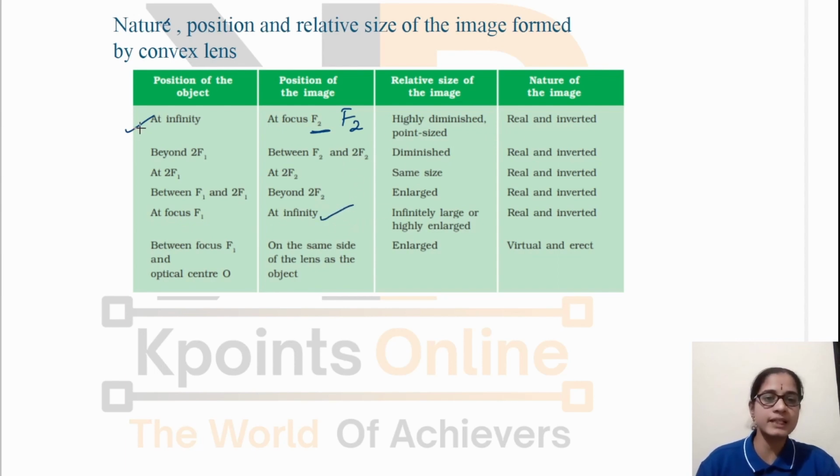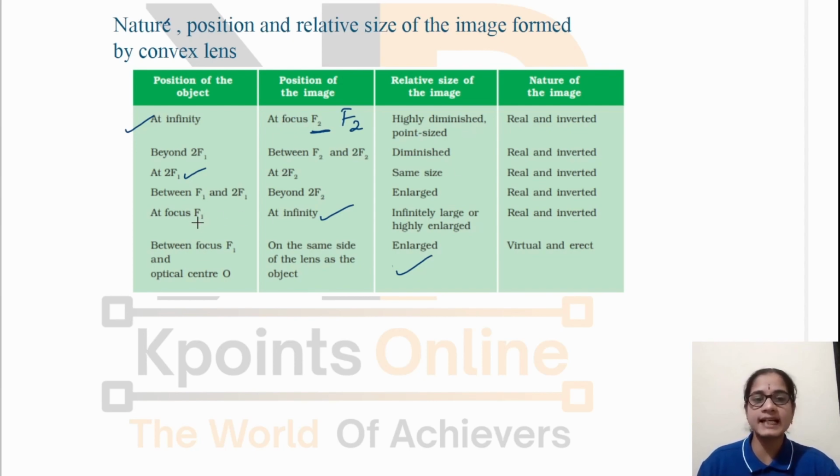When the object was placed at infinity, the image was formed at F2. When the object is placed at focus F1, the image is formed at infinity. And when the object is placed very near to the lens, that is between focus F1 and optical center, then the image formed will be on the same side of the lens as the object, and it is enlarged. Here also the relative size of the image is increasing as we are moving the object towards the lens.